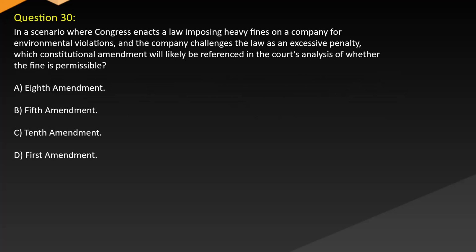Question 30. In a scenario where Congress enacts a law imposing heavy fines on a company for environmental violations, and the company challenges the law as an excessive penalty, which constitutional amendment will likely be referenced in the court's analysis of whether the fine is permissible? A. 8th Amendment. B. 5th Amendment. C. 10th Amendment. D. 1st Amendment.